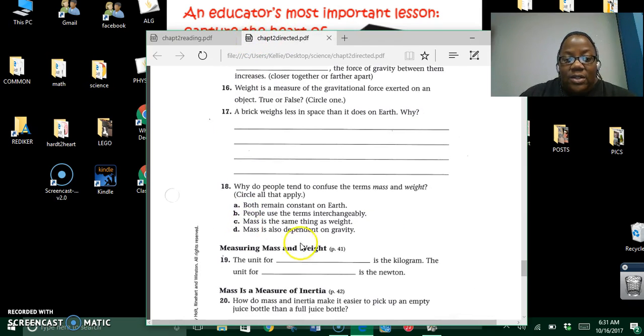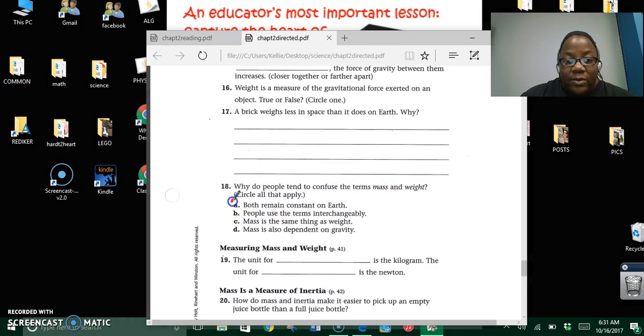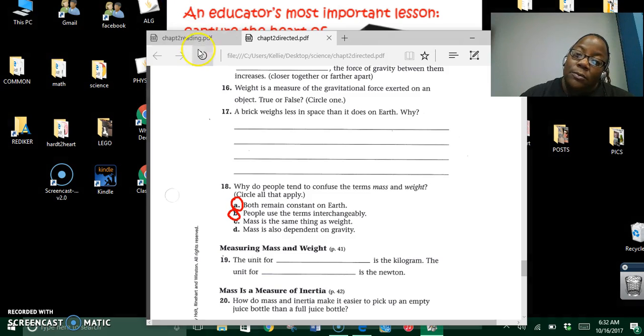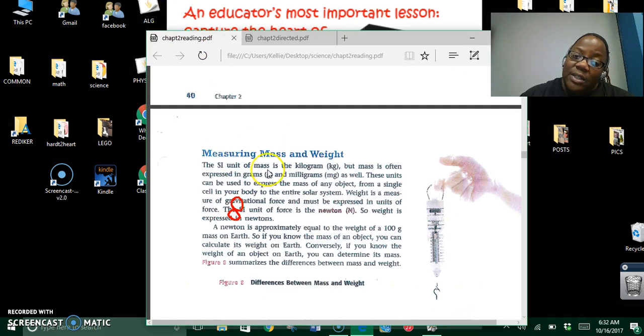So why do people tend to confuse the terms mass and weight? Both remain constant on Earth is the answer for this one. I don't even have to read the rest of them. People use the terms interchangeably. Actually, they do. Oh, there's more than one answer. That's why it says circle all that apply. Mass is the same thing as weight. Well, it is not. Mass is also dependent on gravity. That sounds like it might be it. Let's read again.